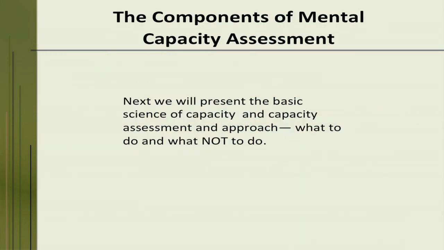So next we'll go over the components of mental capacity assessments. Let's see what this looks like in order for us to understand what to assess and what not to do whenever we're assessing capacity, in order to make decisions as far as whether or not the older adult is able to make rational decisions and understand those decisions.